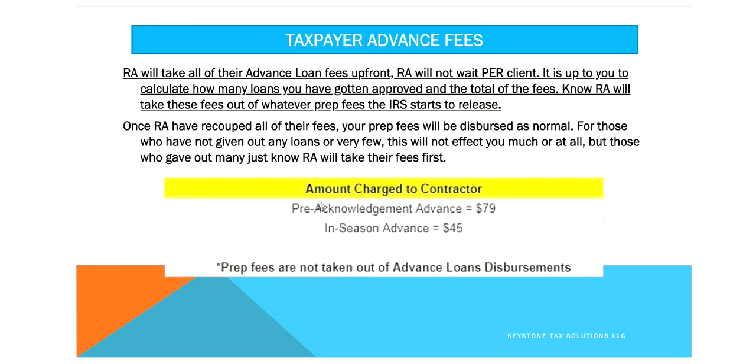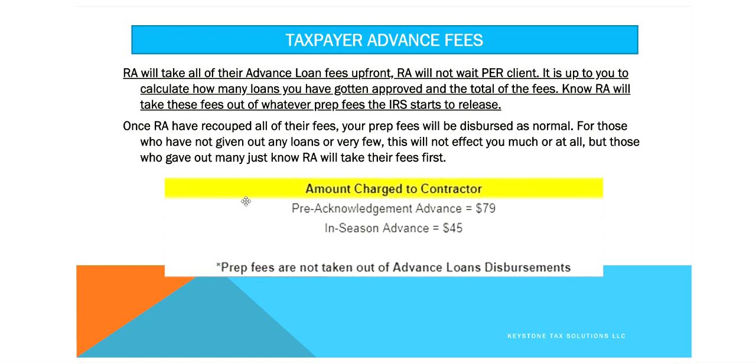For the pre-act advance, it was $79. So for all of your clients that receive that pre-act advance, you will be charged $79 for those clients. This will also come out of your payroll. For the in-season advance, it is $45. We've already stated to you guys that you can let your clients know of these fees and you can attach these fees to the prep fee. That way you can ensure that your payroll is not being held due to you offering these loans to your clients, because the bank does charge the ERO.